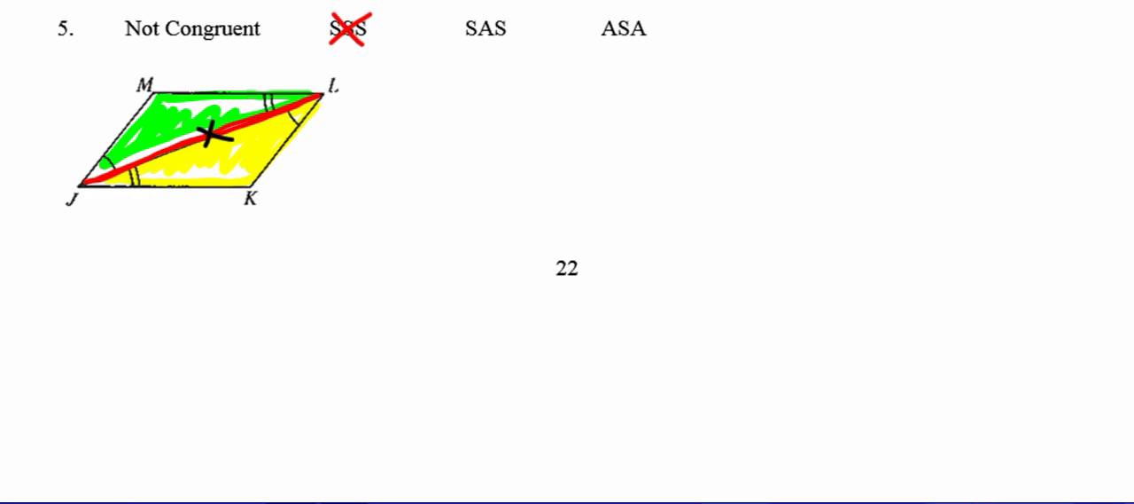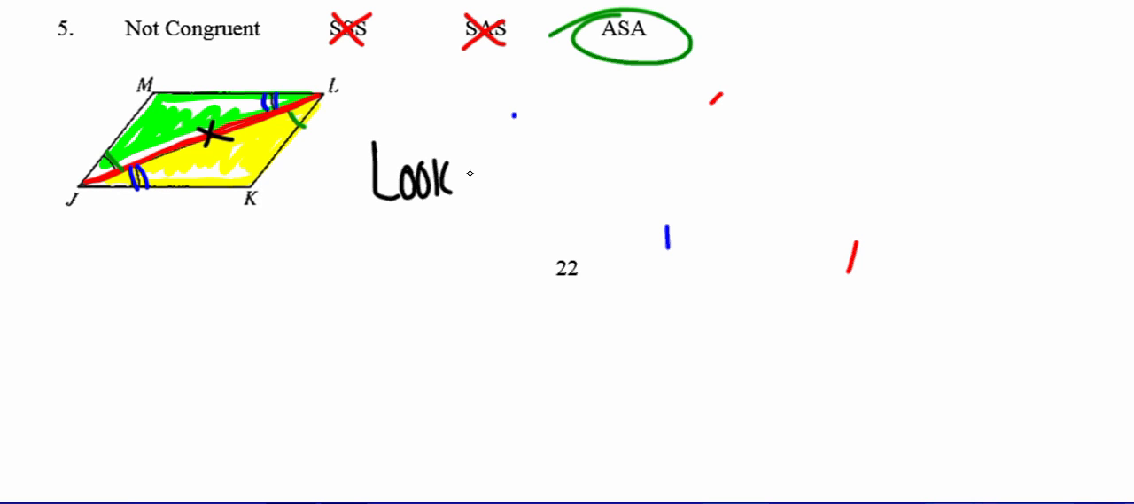In order to have side angle side, I'd have to have two pairs of congruent sides. I only have one, so I can eliminate that as a possibility. But what I do have here is my blue angles, my green angles, and the pair of sides that connects them. So this is indeed angle side angle. So a big idea here: look for shared sides, because even though they won't be marked congruent in the diagram, you have to realize that they are indeed going to be congruent.